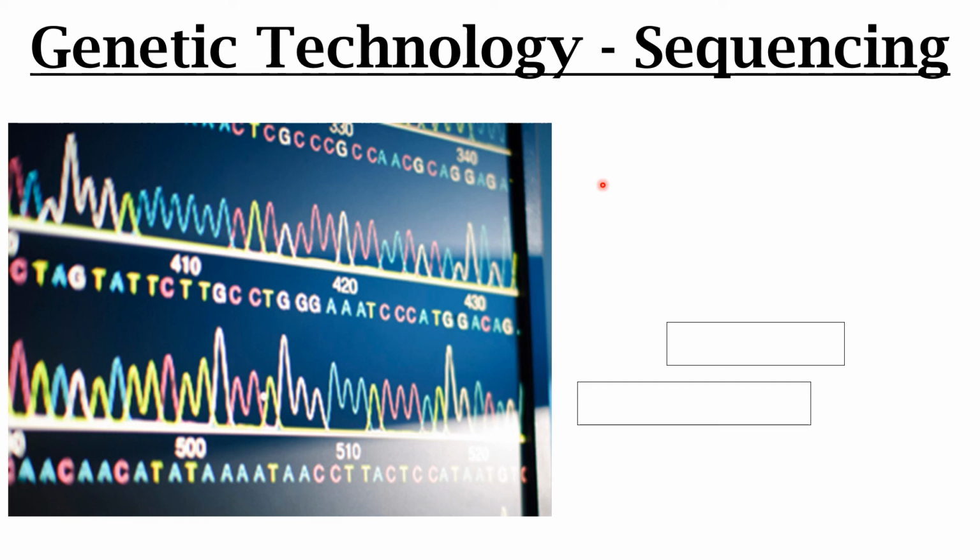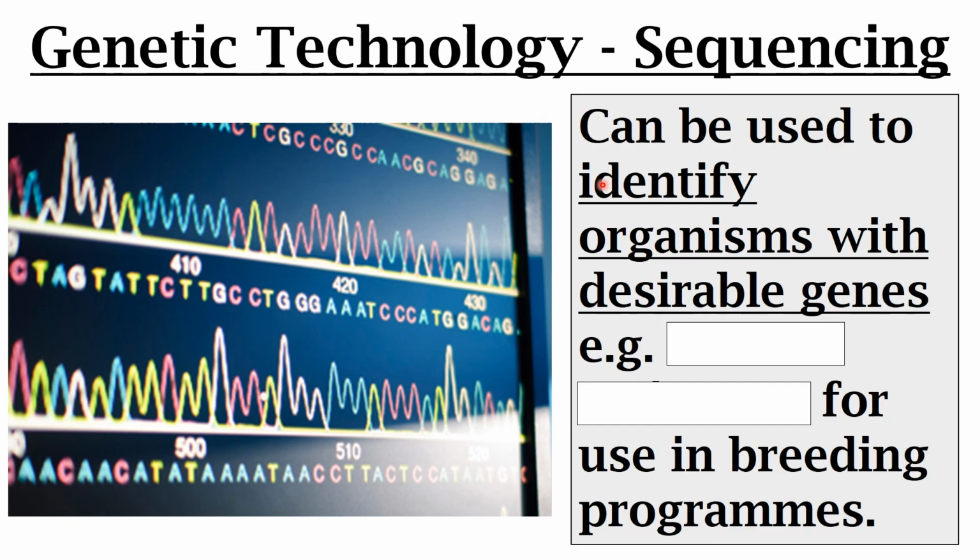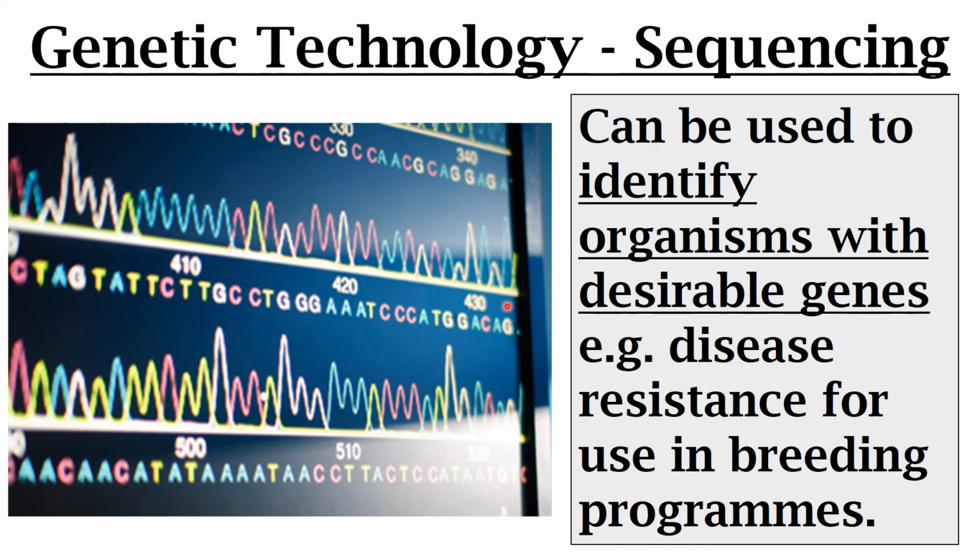So the last part of this is looking at technology. With sequencing now, you can use that to identify organisms with desirable genes. So you might not necessarily need to wait and breed them. You might be able to recognise through genetic sequencing that you've got an organism with, for example, disease resistance. So one of the desirable things we talked about, nutritional value and so on.